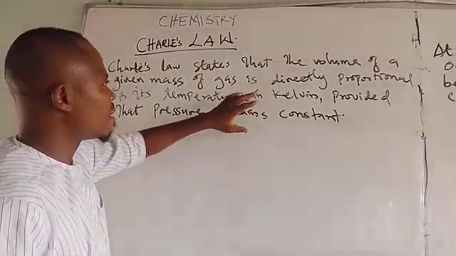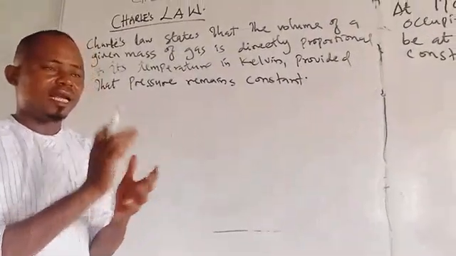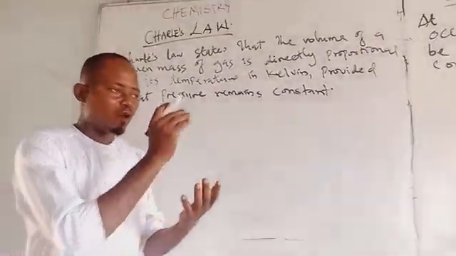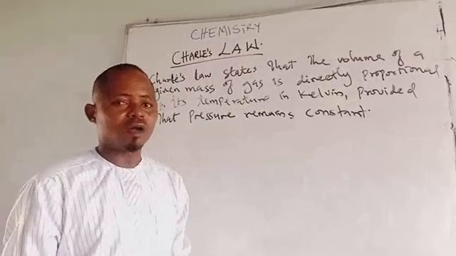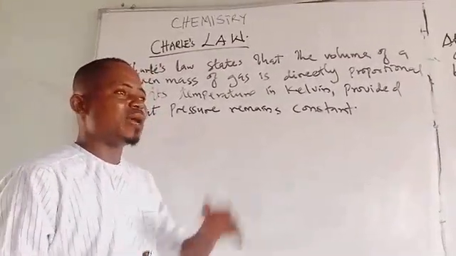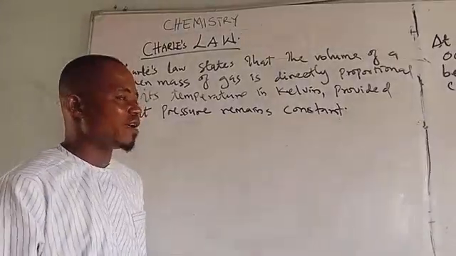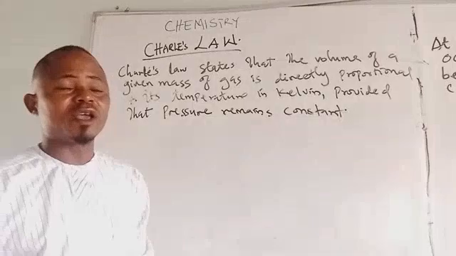That is to say, if the volume goes high, the temperature must go high. If the volume reduces, the temperature too will reduce. That's why they are directly related. So if you're having a big volume, you must have a big temperature. But the thing there is, as a matter of emphasis, that temperature must be what?